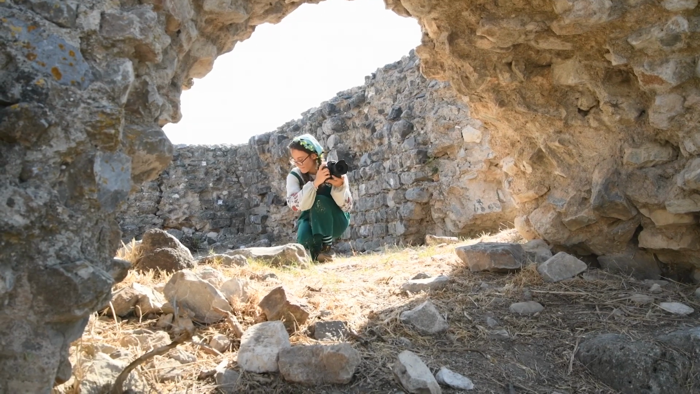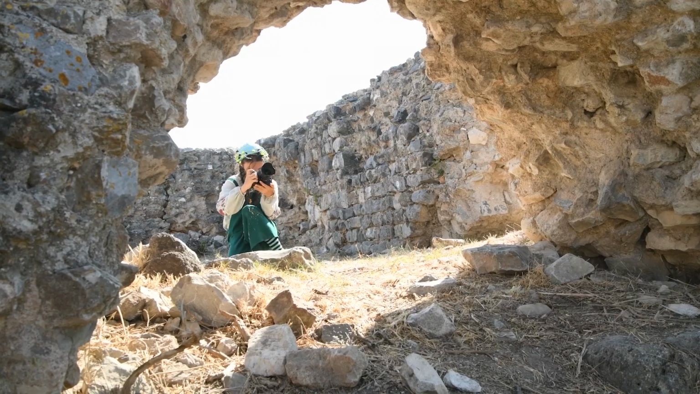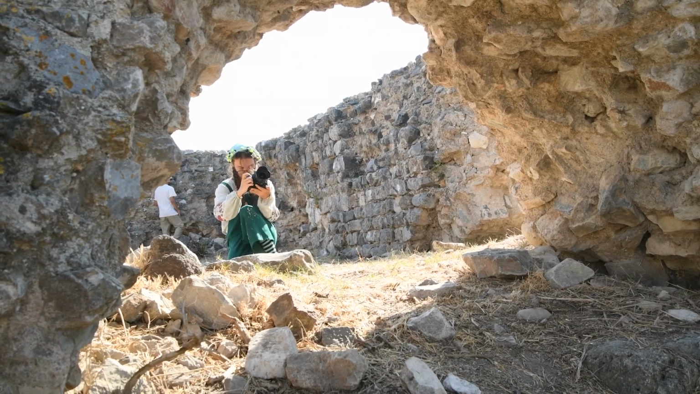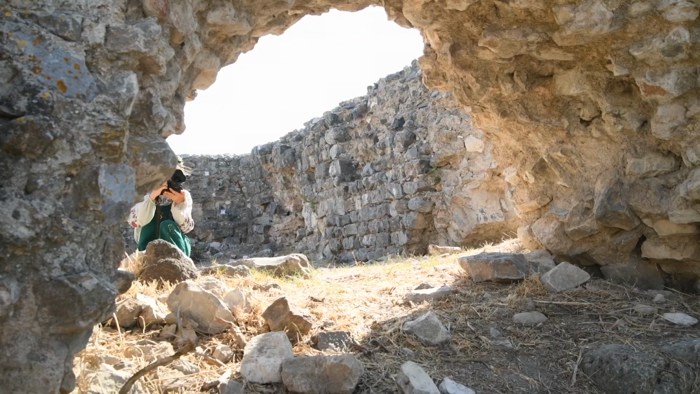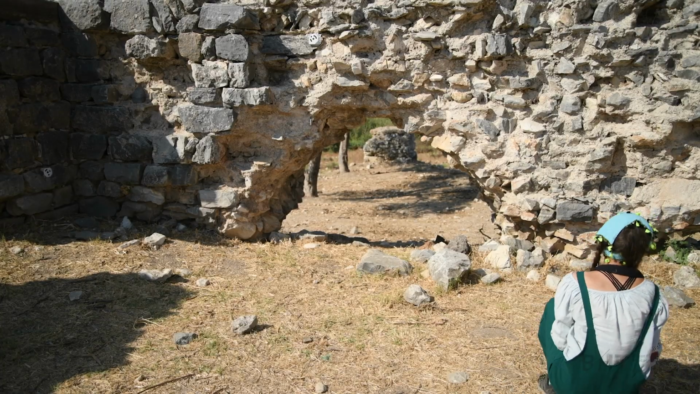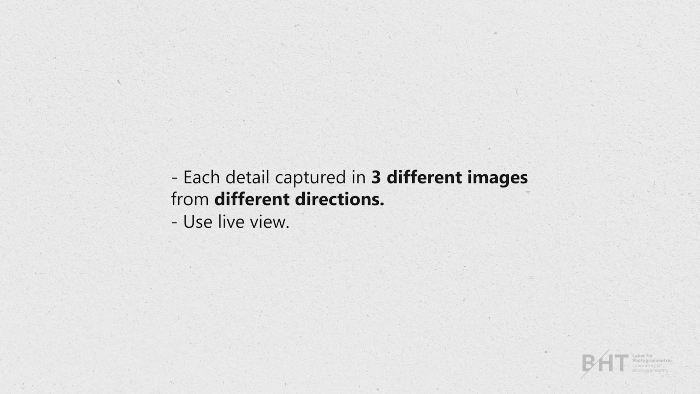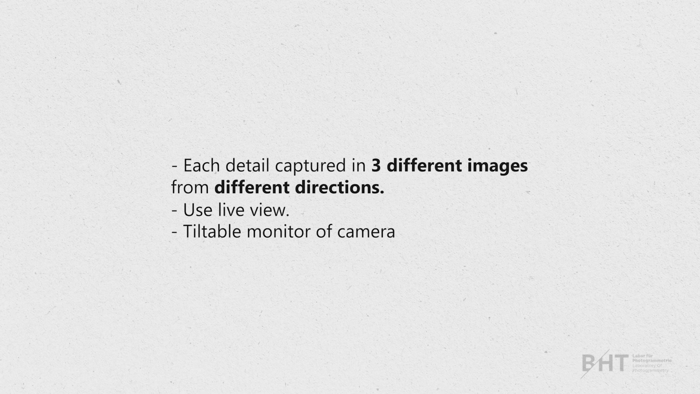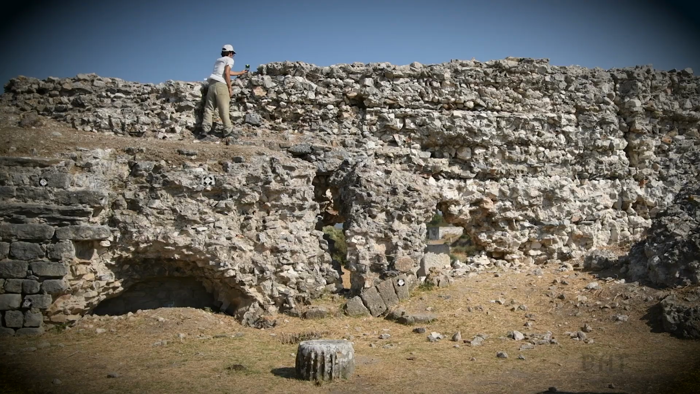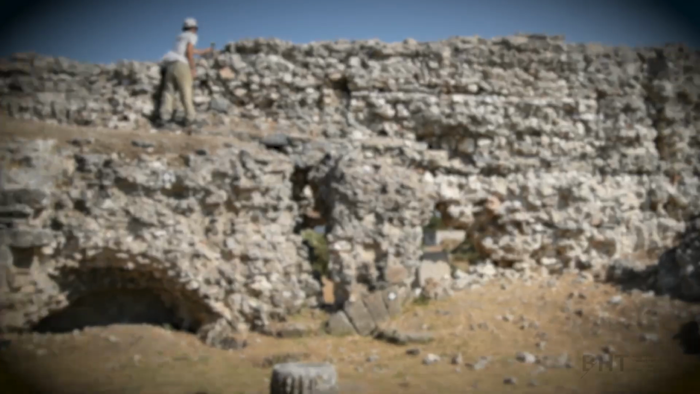In this case, very individual configurations must be selected in order to cover the special shapes with a sufficient number of images. Here we also have to ensure that each object detail is captured in 3 different images from different directions. For these special positions, it might be useful to use live view and the tiltable monitor of your camera. When capturing such details, it is necessary to use a different focus setting. Shorter shooting distances are usually used here.